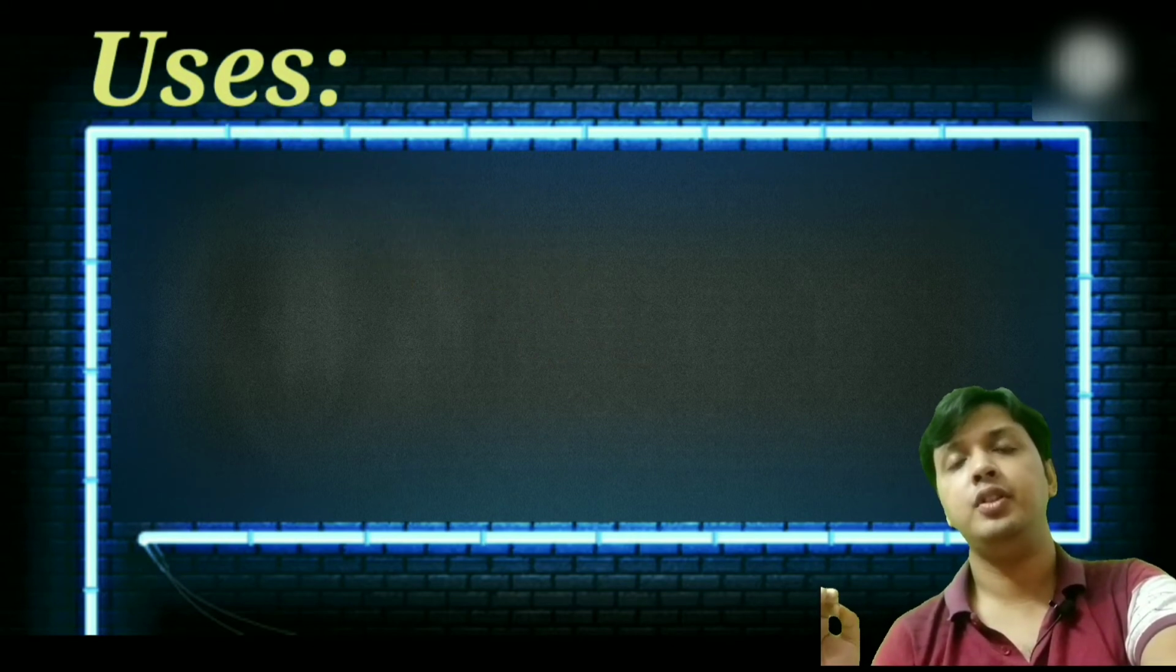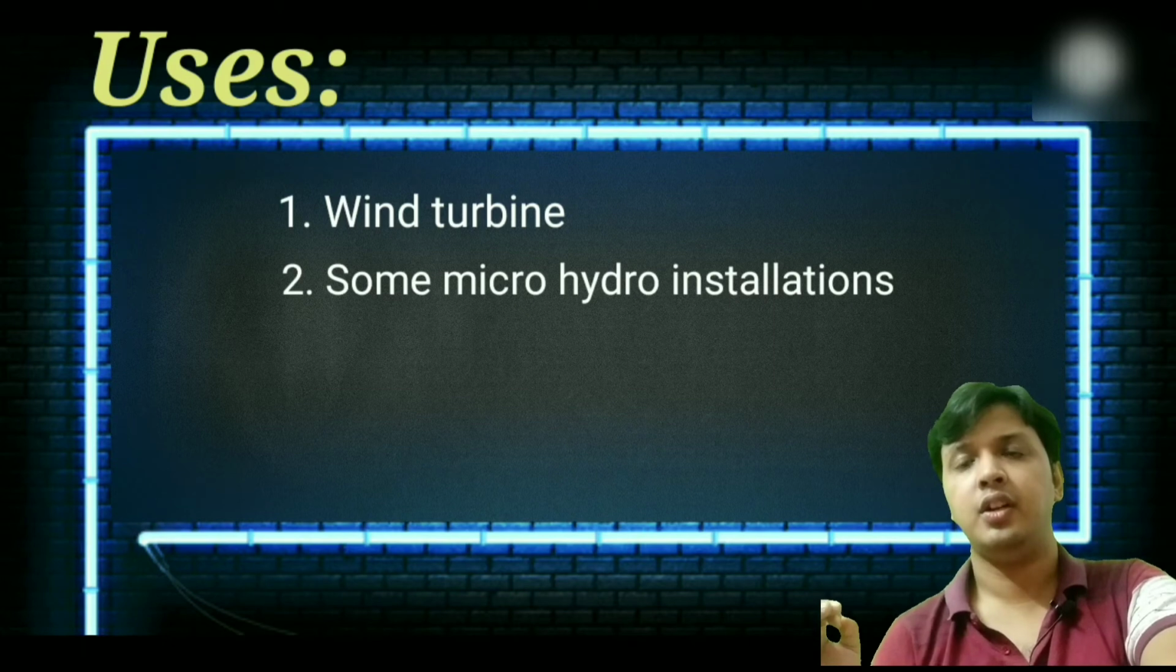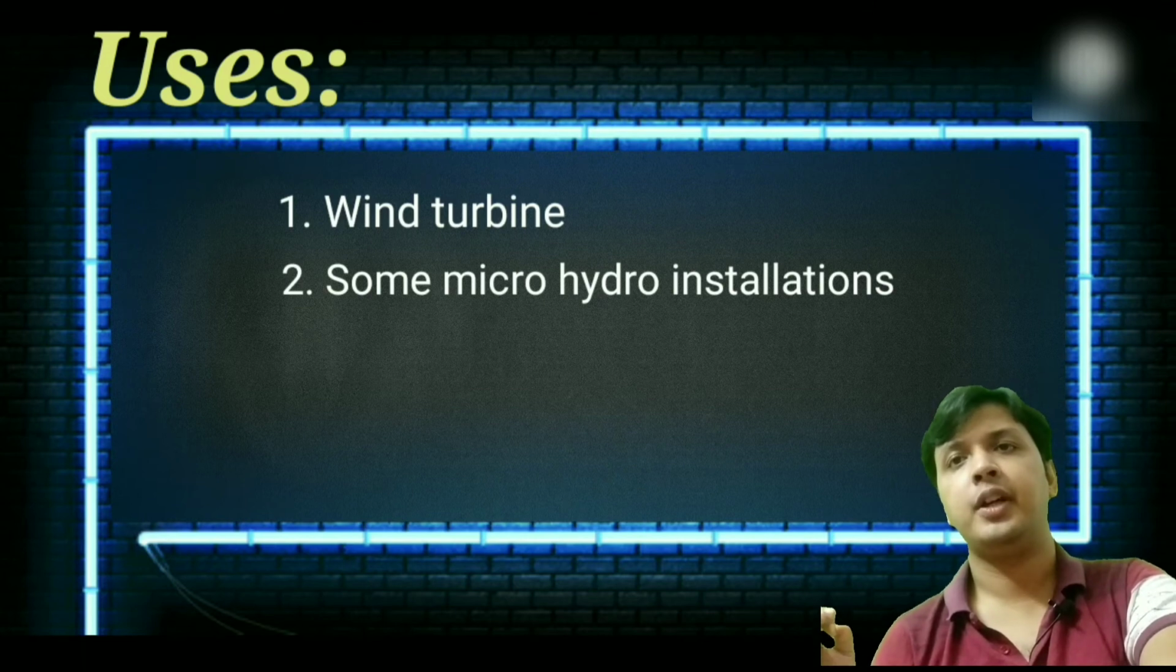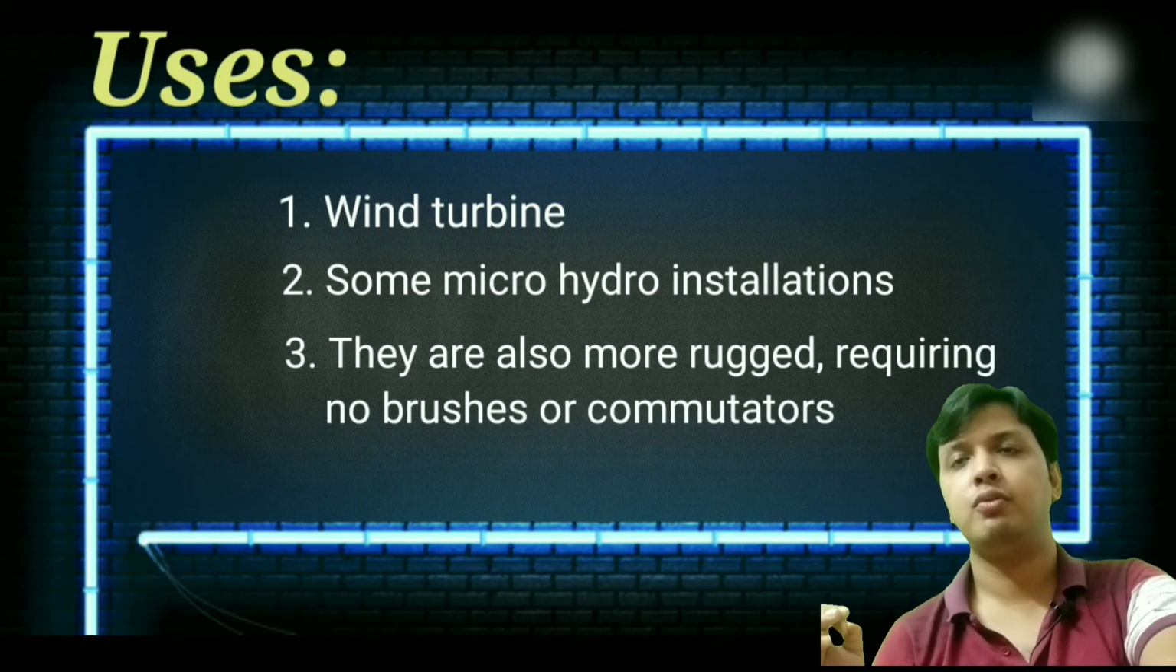Now we will discuss the use of induction generators. Induction generators are often used in wind turbines and some micro hydro installations due to their ability to produce useful power at varying rotor speed. Induction generators are mechanically and electrically simpler than other generator types. They are also more rugged and require no brushes and commutator.